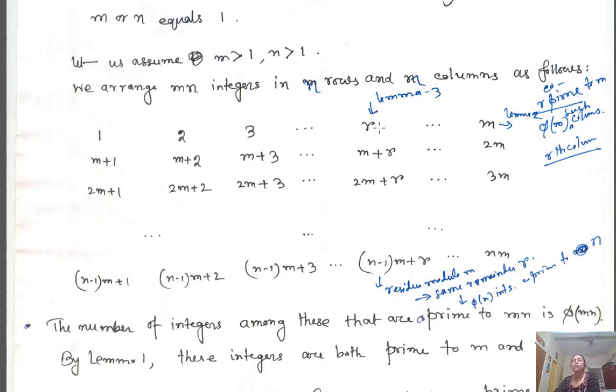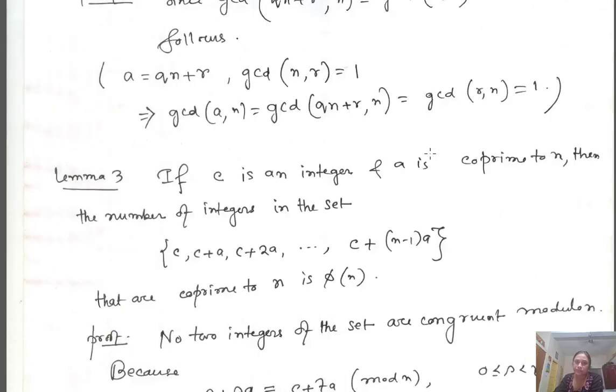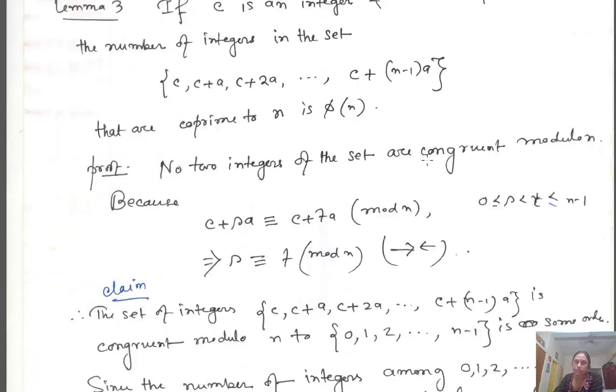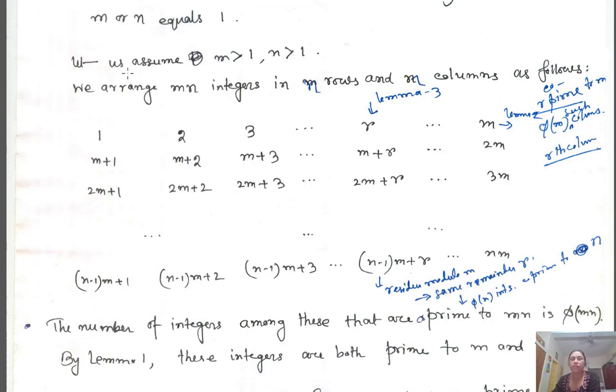Now this element is co-prime to m. This element is co-prime to m. This element is co-prime to n. How many such columns are there which are co-prime to m? 1, 2, 3 up to m. So in the first row, the number of elements less than m and co-prime to m is phi m many elements.